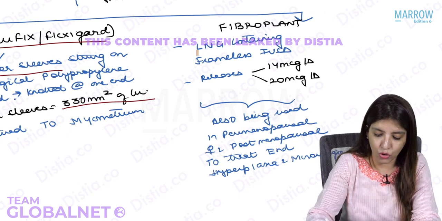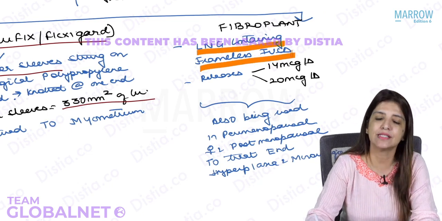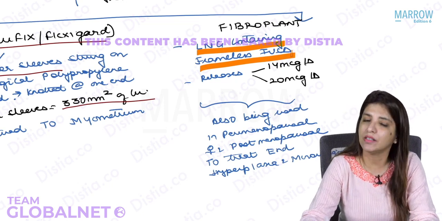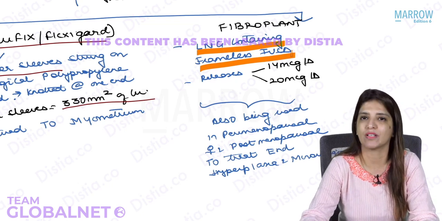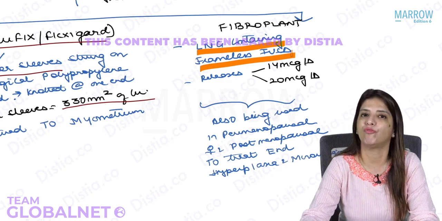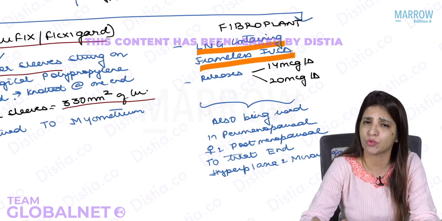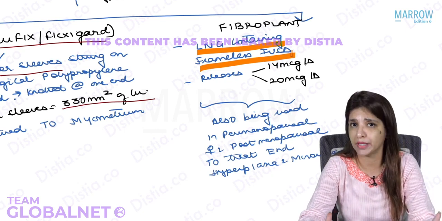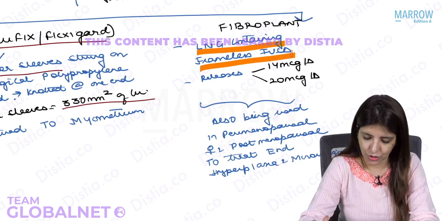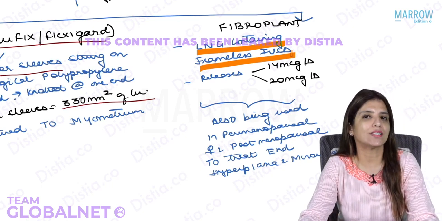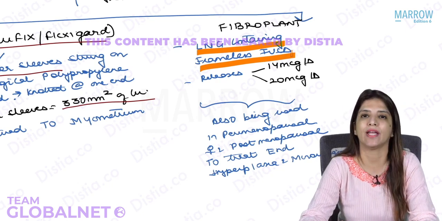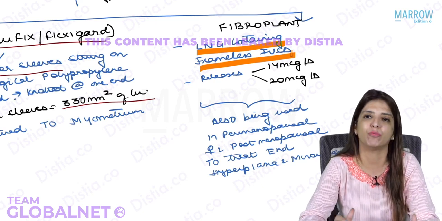So it is a levonorgestrel containing frameless IUCD. There are 2 types of these fibroplants which are available. Some fibroplants release 14 micrograms per day of levonorgestrel, and some release 20 micrograms per day. More common is the 14 microgram per day releasing fibroplant, right? Now, fibroplant is not just used in a nulliparous or a nulligravida female. It is also used in perimenopausal or menopausal females.